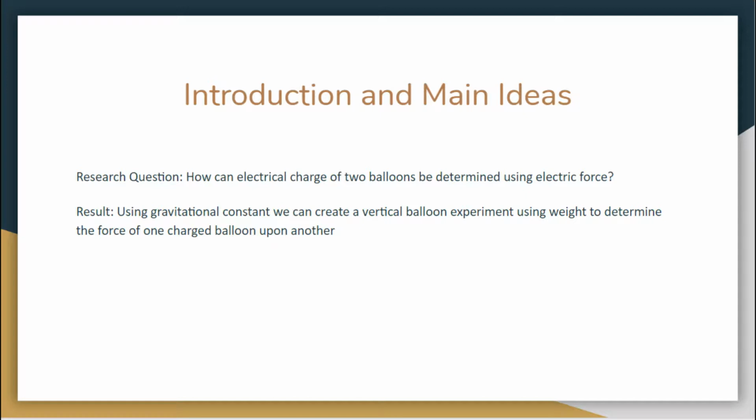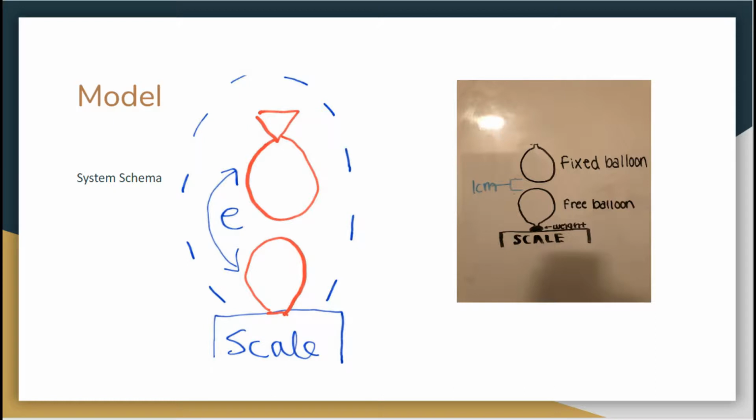We use a gravitational constant to create an experiment using a scale to determine the force of one charged balloon upon another. System schema: we have two balloons, one on top of the other vertically, and a scale on the bottom, putting them so close together to have an electric interaction.